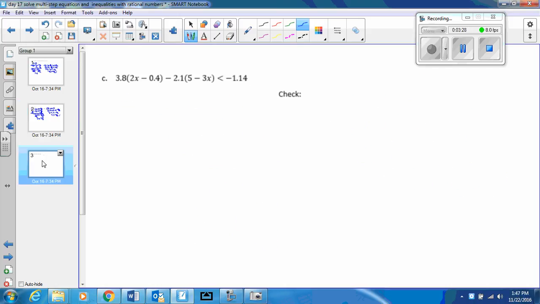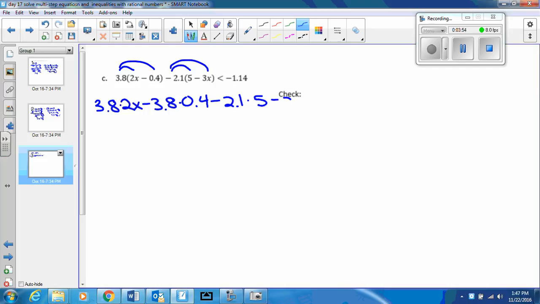Looking at our last problem, we have quite a bit of work to do now. We have to distribute twice. In the first set of parentheses, we're distributing 3 8/10. In the second set, we're distributing negative 2 1/10. So 3 8/10 times 2x minus 3 8/10 times 4/10 minus 2 1/10 times 5 minus 2 1/10 times negative 3x is less than negative 1 14/100.